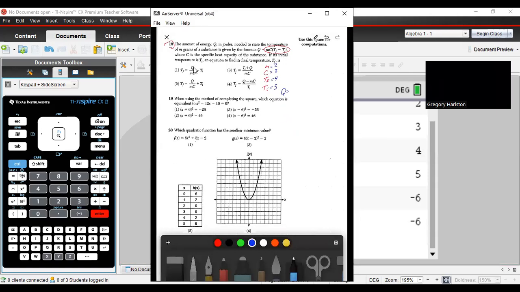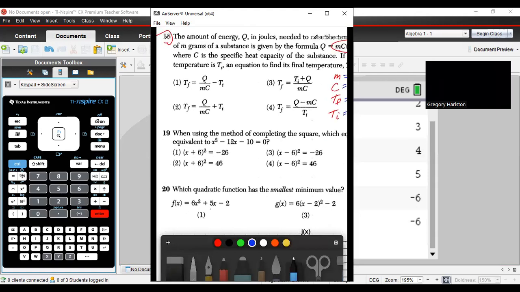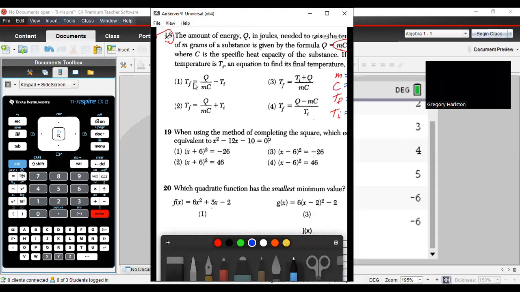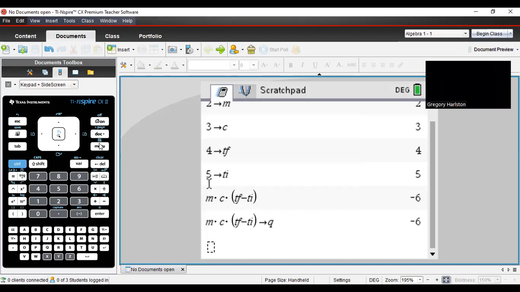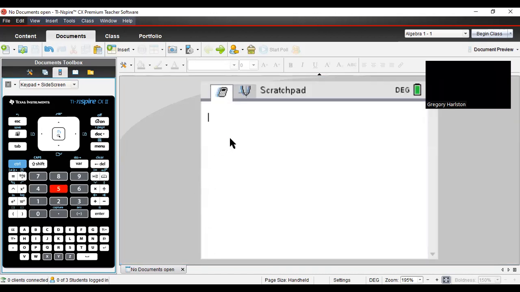So now what I'm going to do is, let me show you. I am just going to go to each one of these answer choices, and I'm going to key them in. And if this is right, I should get a true statement. If it's wrong, I'm going to get a false. We're looking for a true. So let's start with this first one. First one is TF equals Q over MC minus TI. So watch. I'm going to get rid of this stuff so I can clear it. So I'm going to go menu 15. Now I'm going to key in the first one.